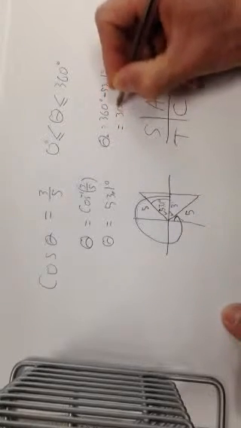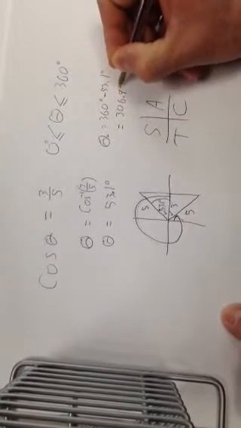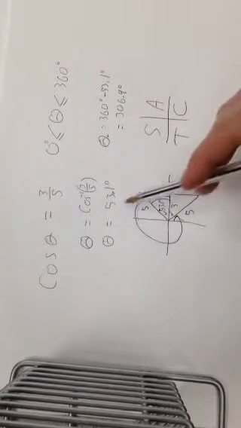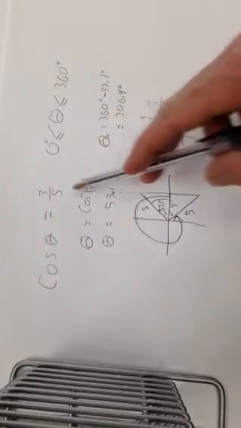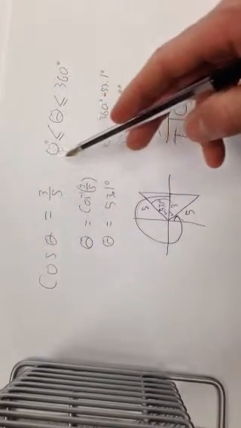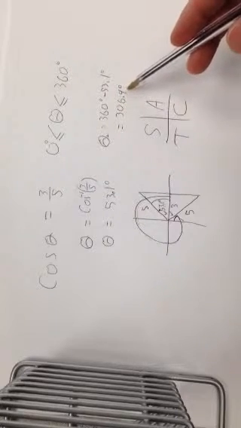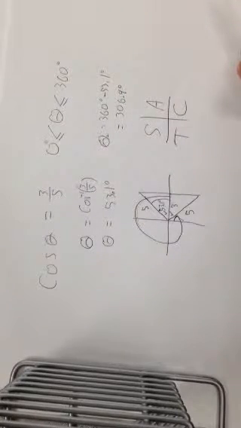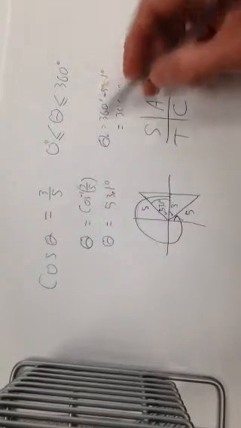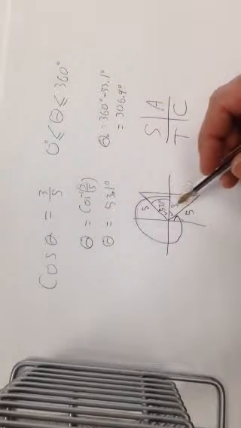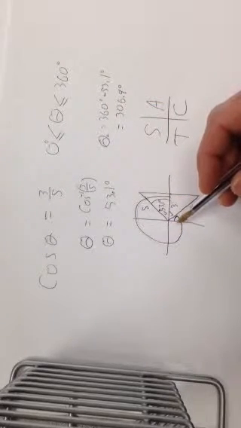That makes it 306.9 degrees. You can verify with your calculator. Find the cosine of 53.1, you'll get 3 over 5, or 0.6. Find the cosine of 306.9, you will also get 0.6. You don't always subtract your original angle from 360. It depends on what quadrant you end up in.